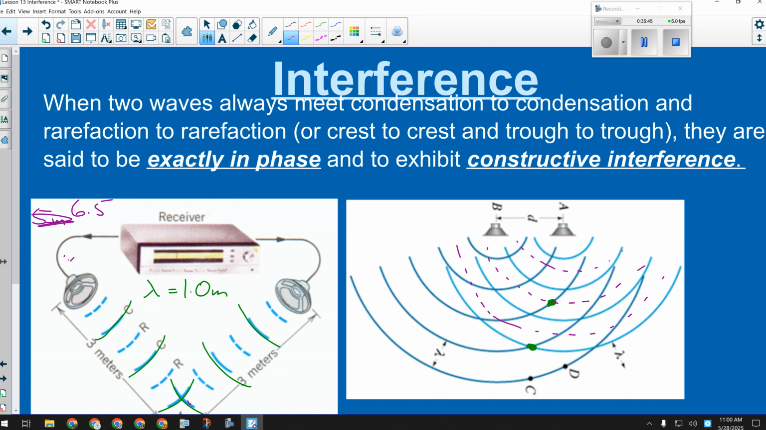Okay? If it's out by a half a wavelength, then they're meeting crest to trough, because crests and troughs are half a wavelength apart. But if it's a whole number, then they're always meeting crest to crest, trough to trough. Okay? It's all about the point in the wave and the difference in the number of waves traveled. Okay?